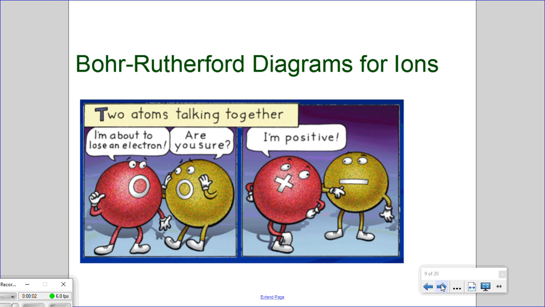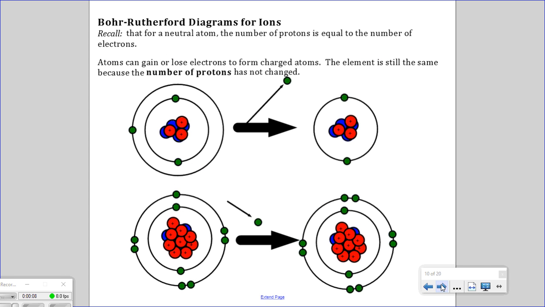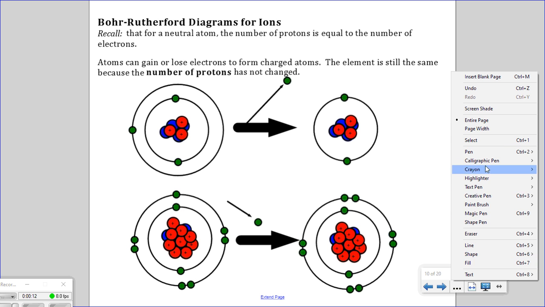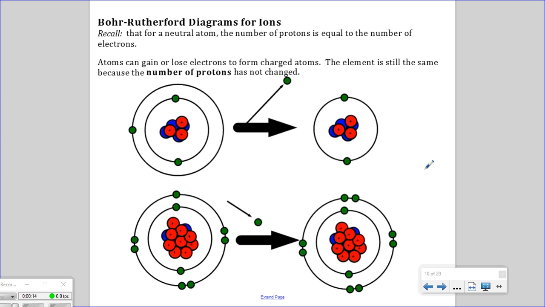In this video, we will cover drawings for Bohr-Rutherford diagrams of ions. So just a few things to recall as we begin. For a neutral atom, the number of protons is equal to the number of electrons.